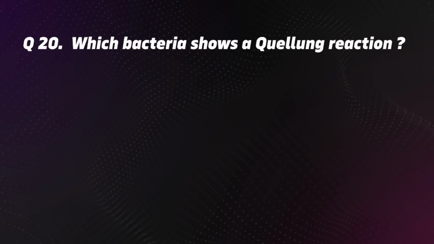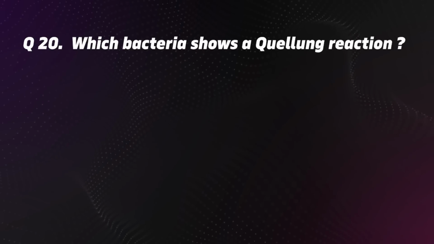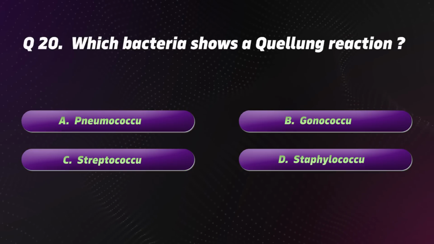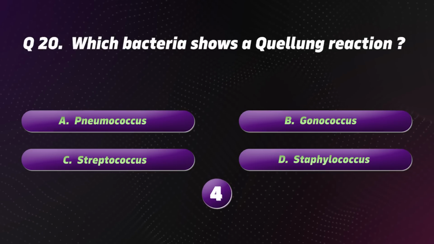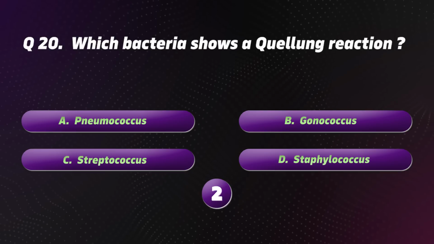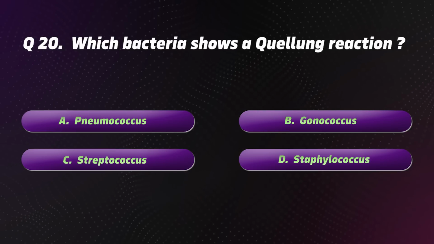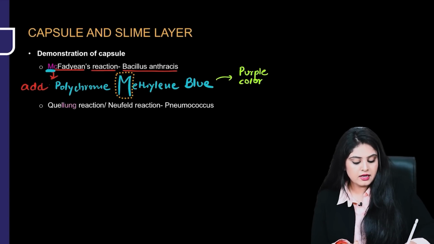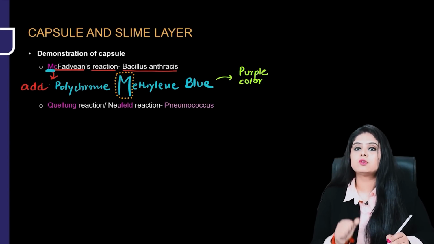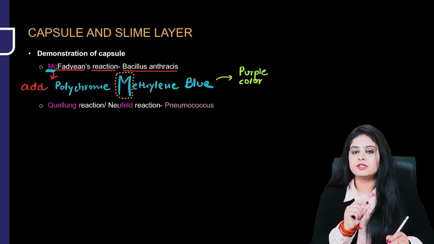Question 20. Which bacteria shows a Quellung reaction? Here are the options. A. Pneumococcus, B. Gonococcus, C. Streptococcus, D. Staphylococcus. And the correct option is A. Pneumococcus. Here is the explanation. Next, we have a test called the Quellung reaction or Neufeld reaction. Like for example, we are doing it for Streptococcus pneumoniae. You can do this for any capsulated organism. I'm giving you the most important examples.